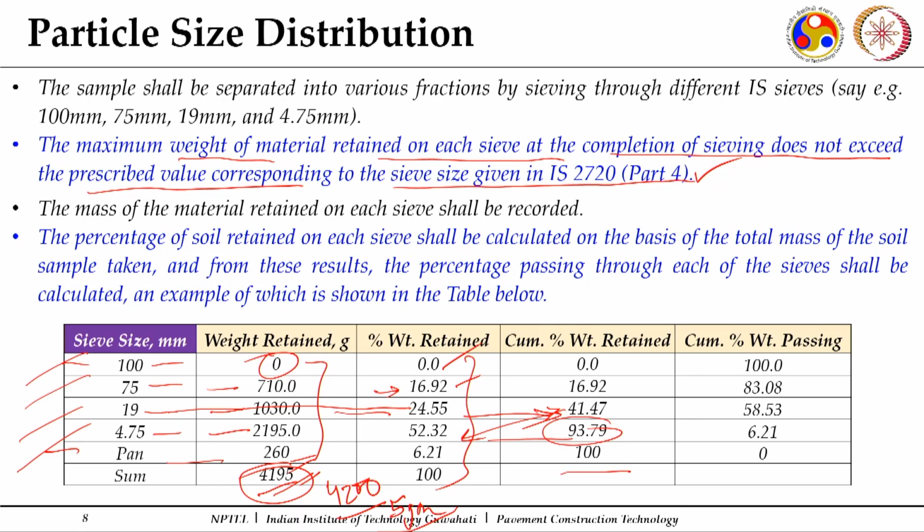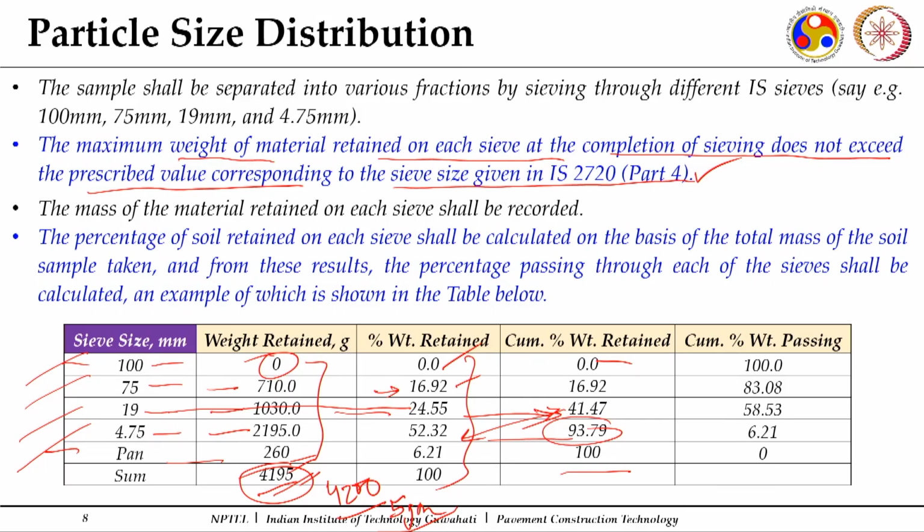So, one is in terms of cumulative percentage retained, second we talk in terms of the cumulative percentage passing. This means you have to subtract the cumulative percentage retained from 100. If 0% is cumulative retained, that means all material passed, so 100 minus 0 is your cumulative 100% passing. When it is 16.92 cumulative percentage retained, my cumulative percentage passing will be 100 minus 16.92. So, 83% of my material is passing through the 75 mm sieve. So, this gives me an idea.